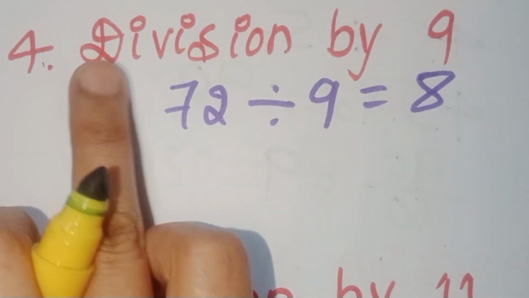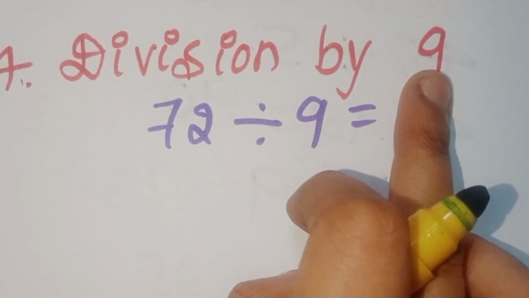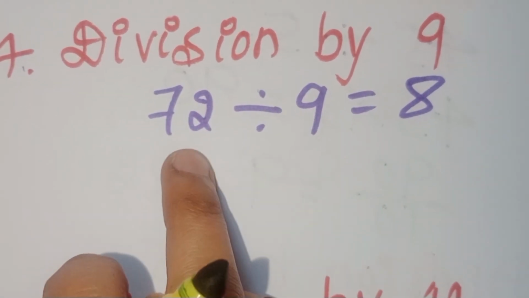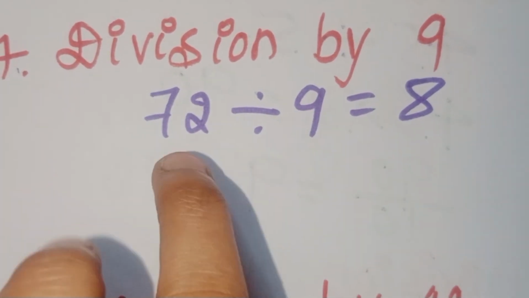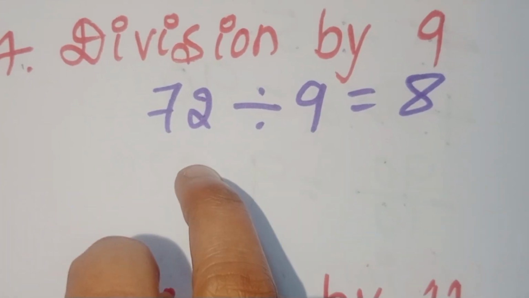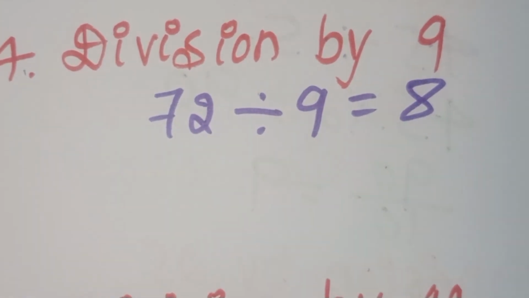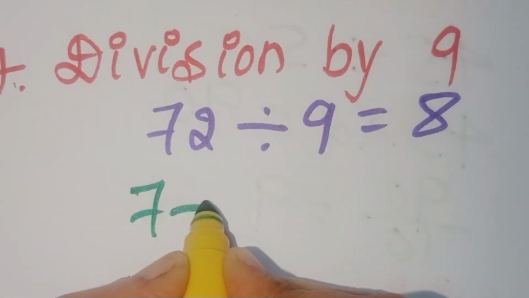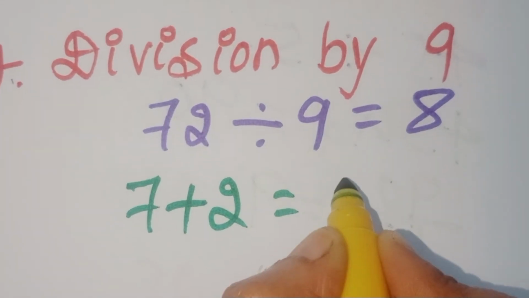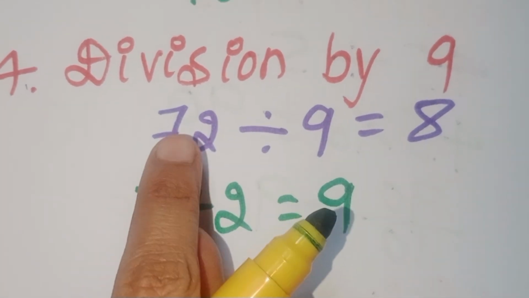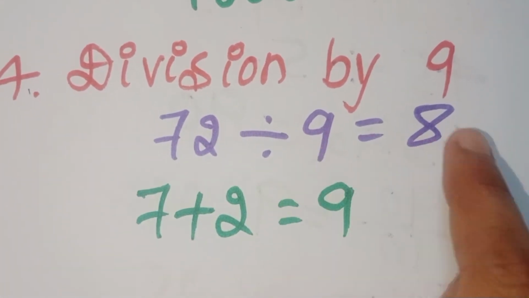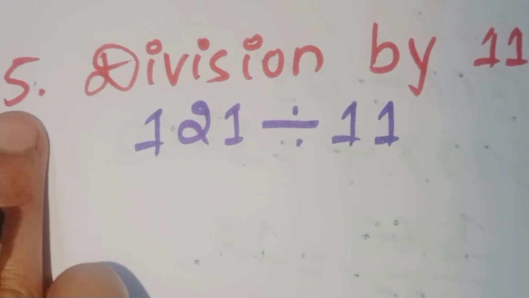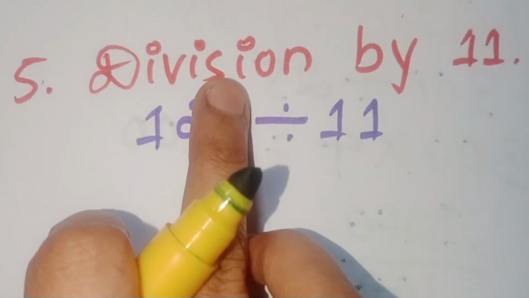Let's move to trick 4. Division by 9. Use the digit sum idea for exact division. Divide normally and check the remainder using the digit sum. 7 plus 2 is 9. This number is divisible by 9. 8 9s are 72.